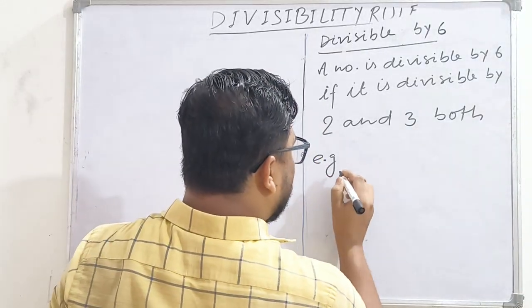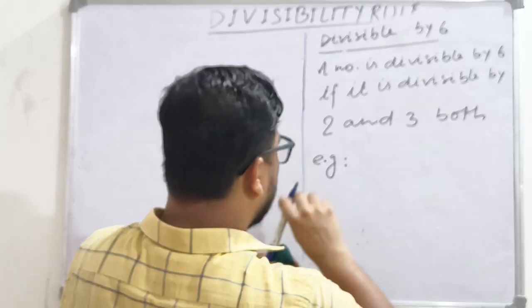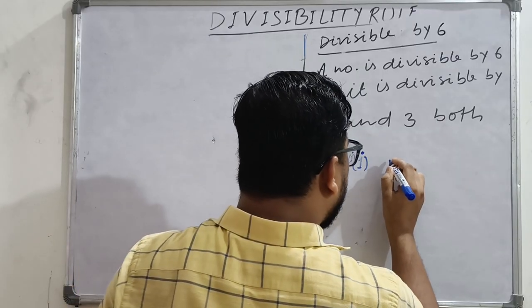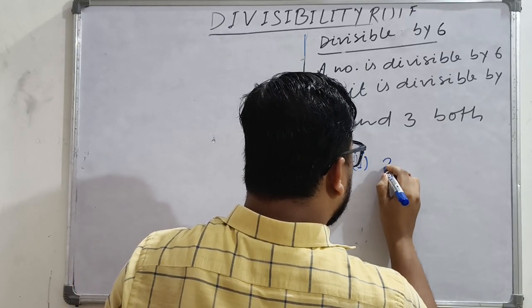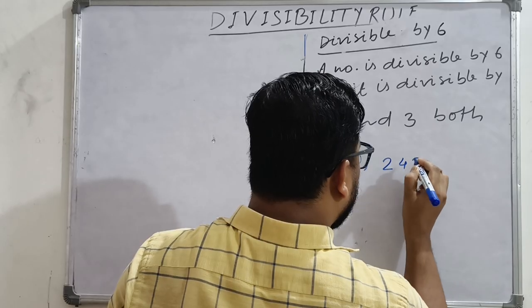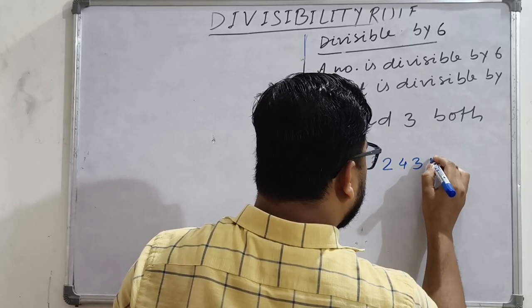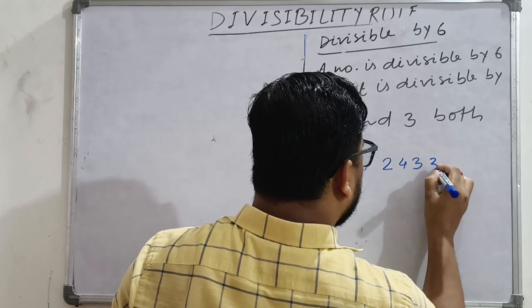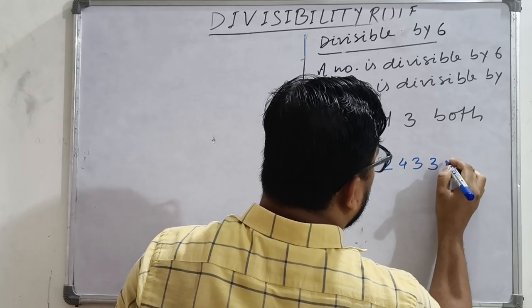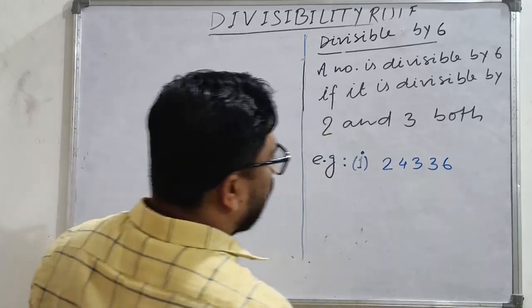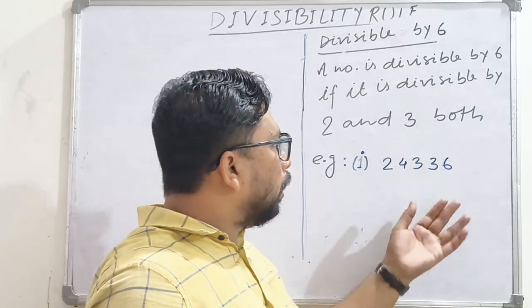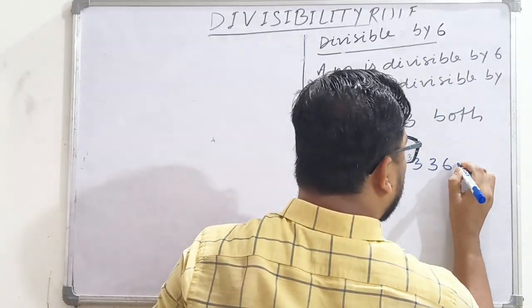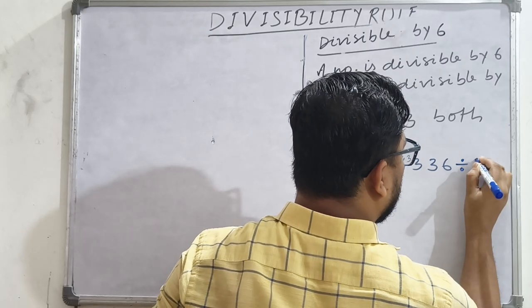Now, example 1. 24336. Is this number divisible by 6 or not? I am just asking you that.